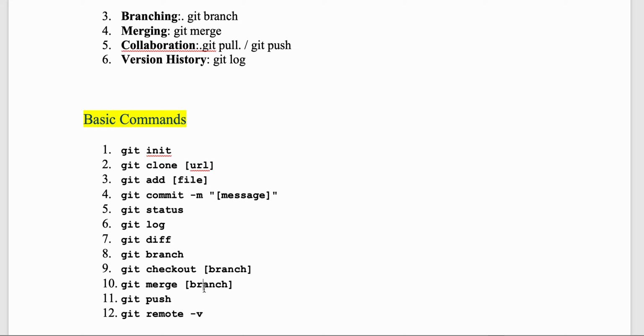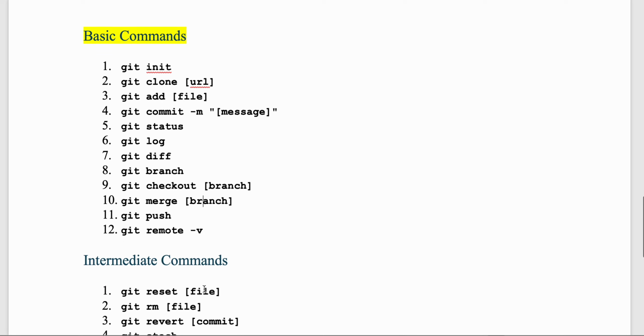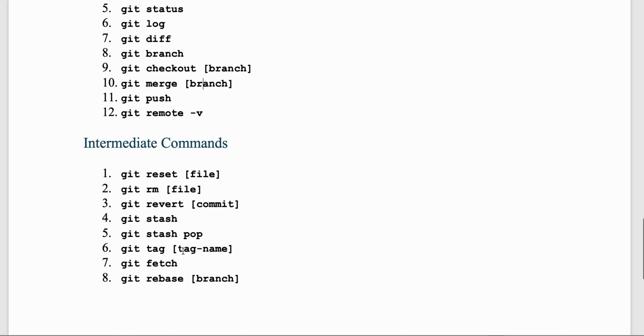And then git remote -v. It lists the remote repositories associated with the local repository. Then there are some other commands also, git reset and git rm file. If you want to delete a file, you can use rm, which removes the file. The revert command basically makes a separate commit that undoes a change, if you want to do that.